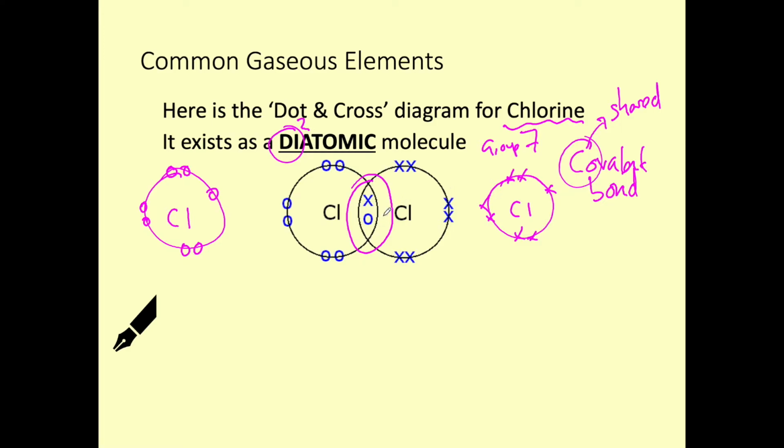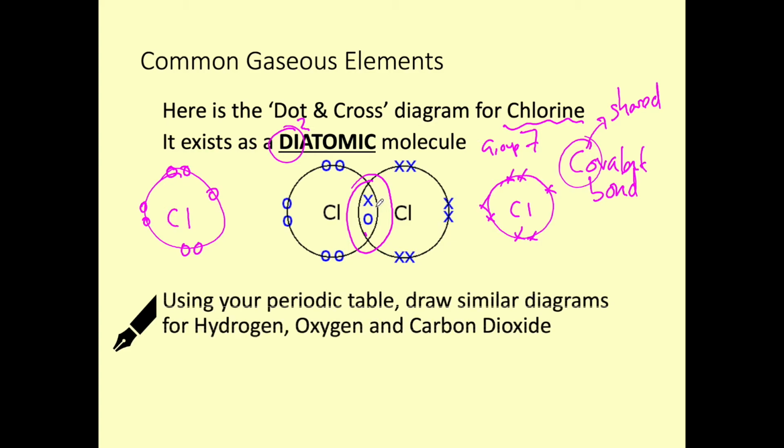So they are sharing those two outer electrons, and so if we count up how many electrons each atom has available to it, they both now have access to 8 electrons, and so they have this full outer shell. So by forming a diatomic molecule, chlorine is more stable because it has shared its electrons with another atom.